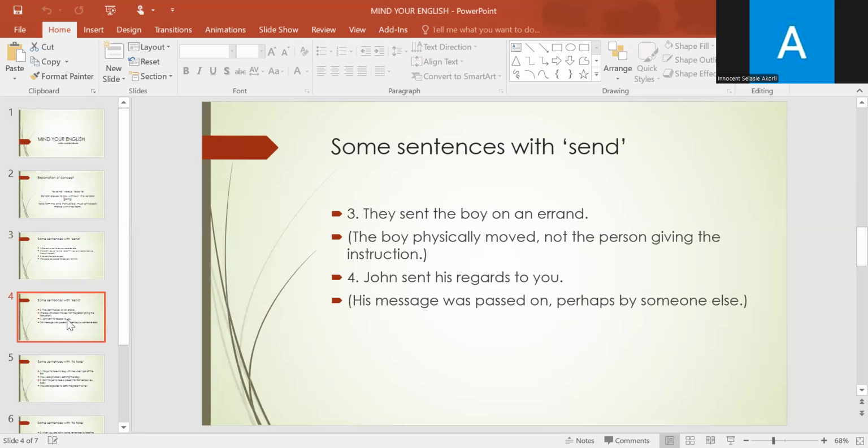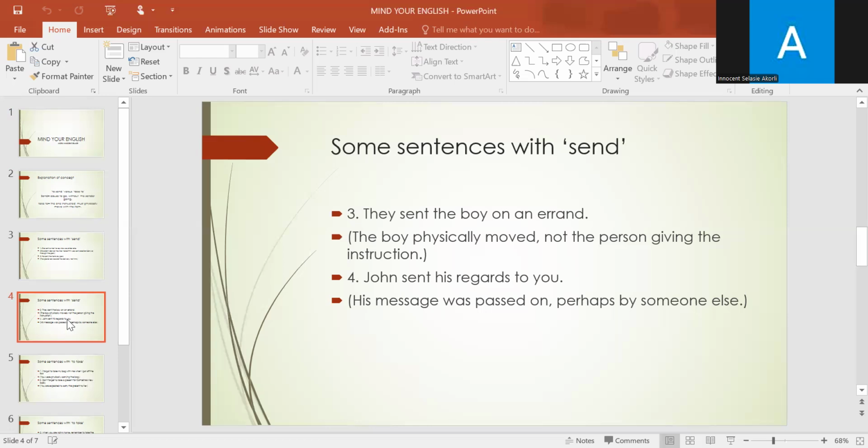Let's look at more examples with send. Number 3, they sent the boy on an errand. The boy physically moved, not the person giving the instruction. In other words, they, in this case, did not move. It was the person who was sent that moved. Number 4, John sent his regards to you. His message was passed on, perhaps by someone else, and not John himself.